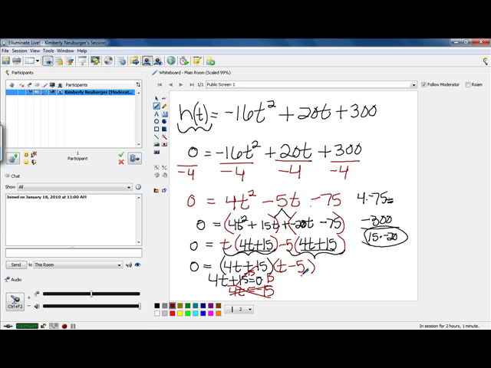We're going to actually need this factor over here, the t minus 5 equaling 0. Because on this one, we can add 5 to both sides. And we get t equals 5. And that means that after 5 seconds, this ball will hit the ground. So our answer to this would be the ball hits the ground in 5 seconds.